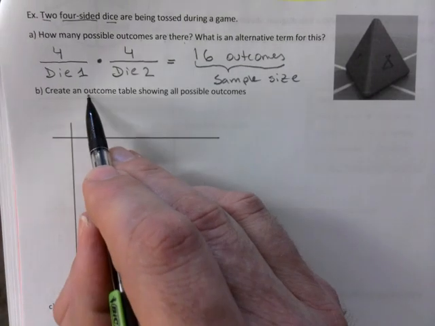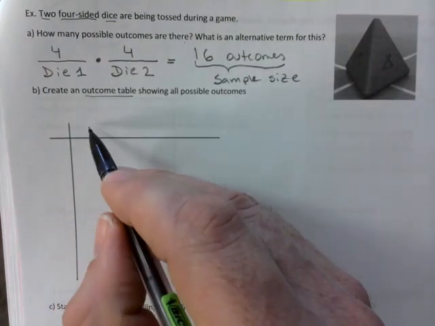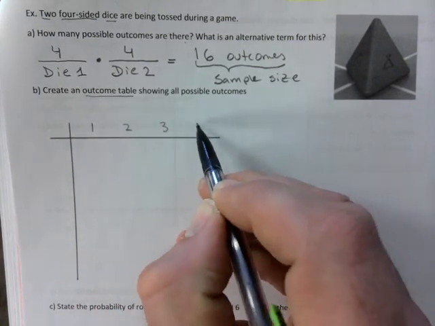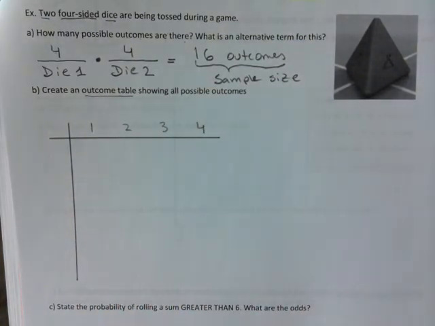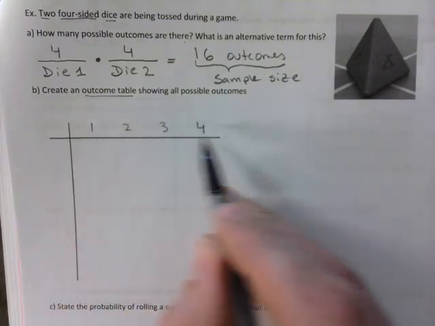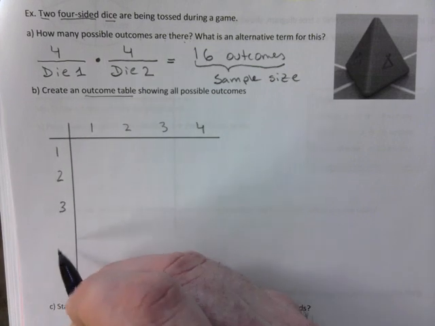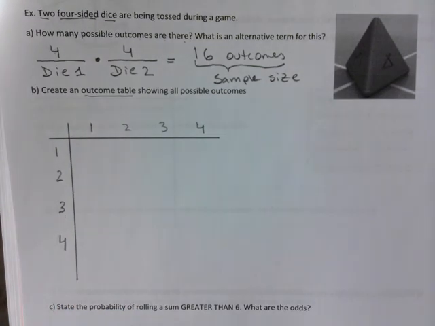So it says create an outcome table showing all possible outcomes. So you go like this: 1, 2, 3, 4. And so that would be die number 1. And then die number 2. In this case, they happen to be exactly the same.